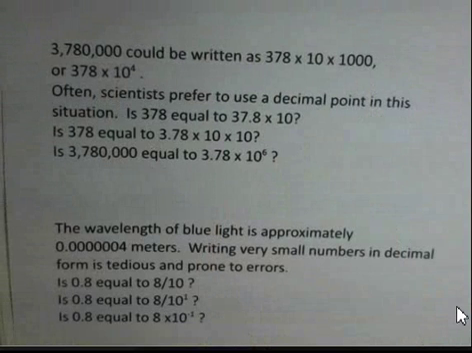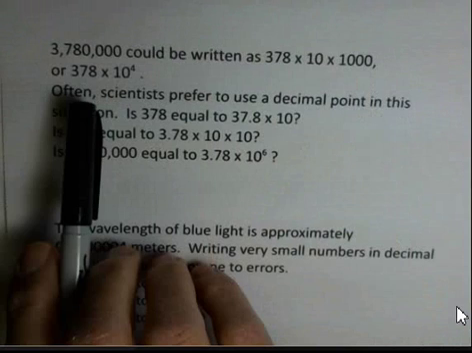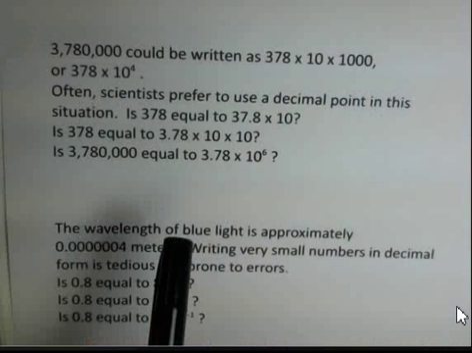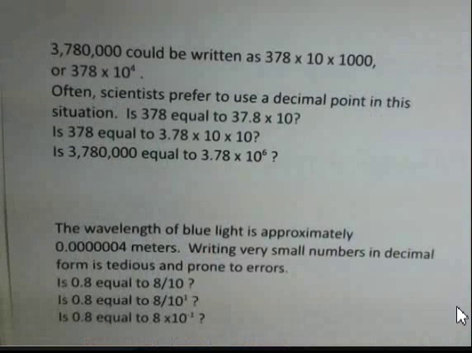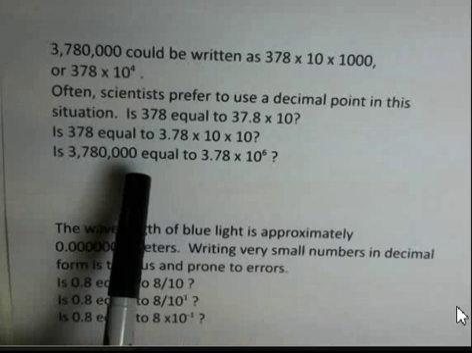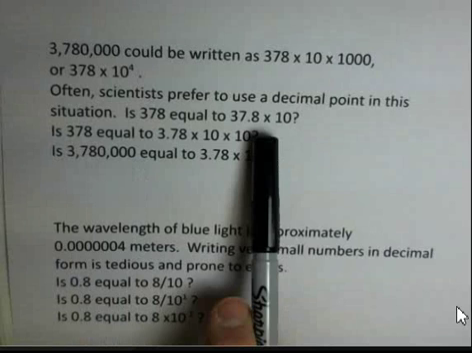But that's not in the traditional scientific notation. Often we just want one digit to the left of the decimal point. So we don't want 378.0 or whatever, 378 point times 10 to the fourth. Instead, we want to have 3.78 and some appropriate power of 10. So let's examine how we can modify 378. Is 378 the same value as 37.8 times 10? Yes.